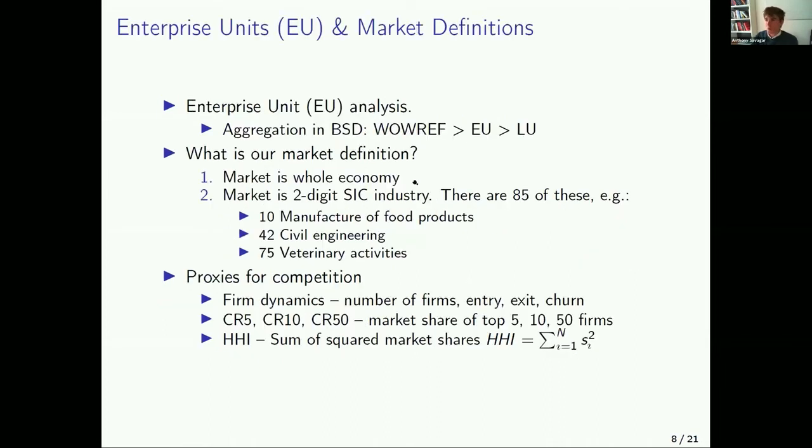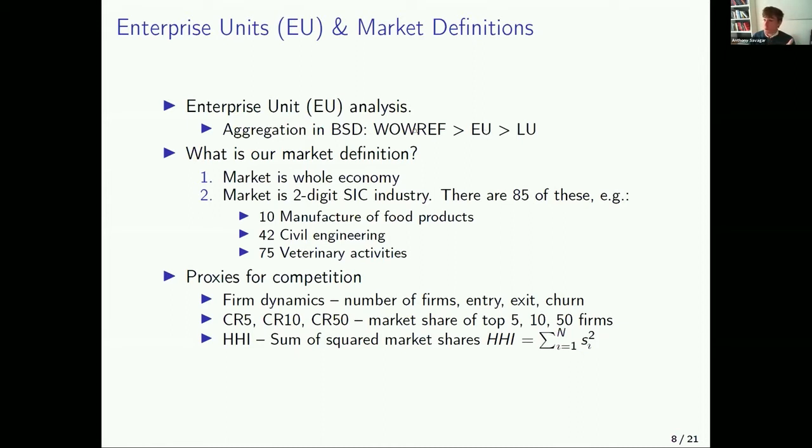So we need to be careful with defining what a market is in order to get our concentration measures. We also should be careful about what is a firm in this data set. A firm is a so-called enterprise unit. An enterprise unit is a business or a company that basically has accounts, so it has some financial record. It's bigger than a local unit. A local unit would be a warehouse or a store or something. But 95% of enterprise units in the BSD have just a single local unit, so they're typically one and the same.